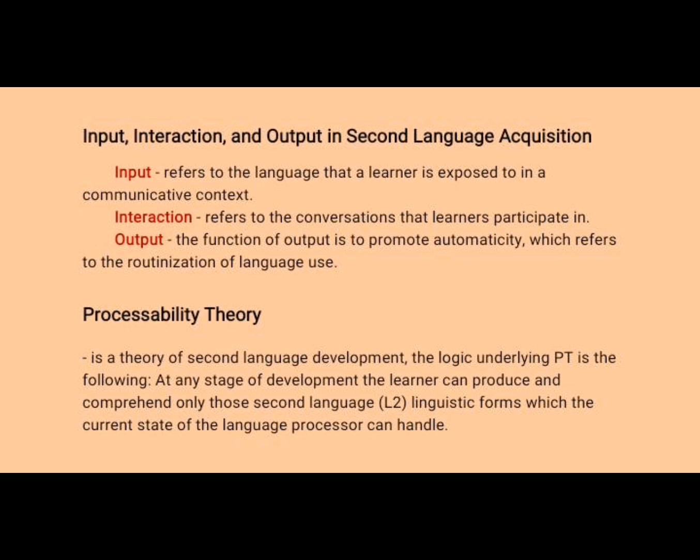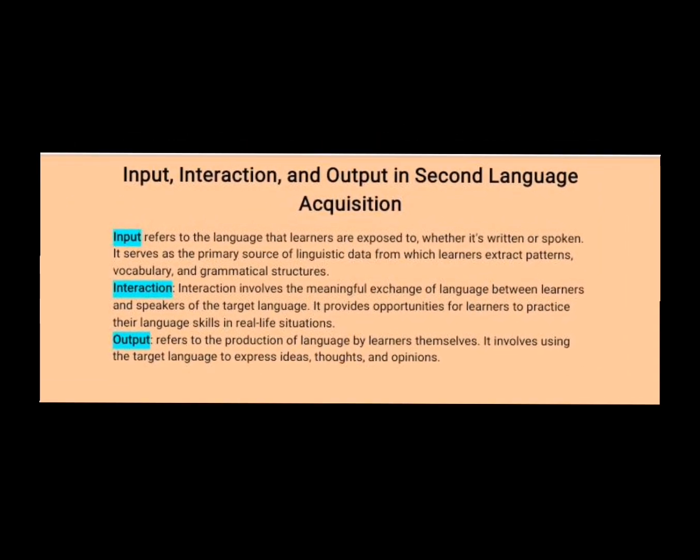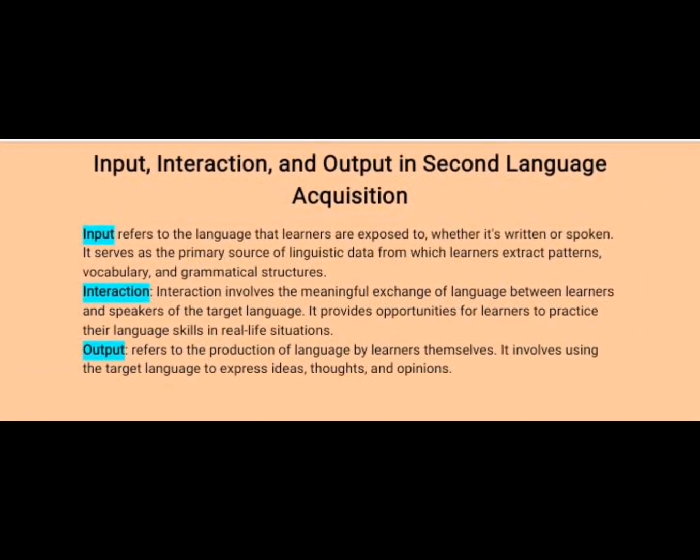This is the theory of second language development. The logic underlying PT, or processability theory, is the following: at any stage of development, the learner can produce and comprehend only those second language linguistic forms which the current state of the language processor can handle. The first slide that I presented was just an overview of the two theories. So the next slide was the detailed description of the two theories that I chose.